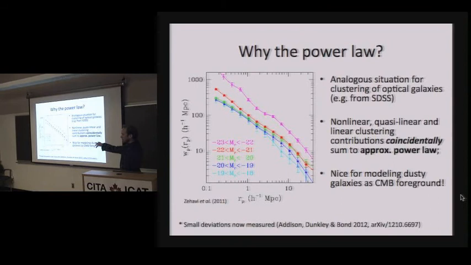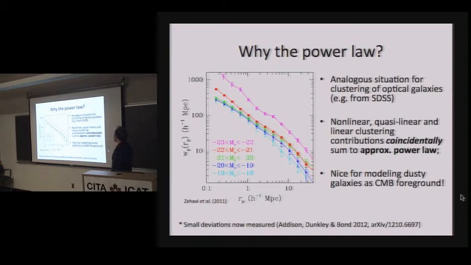So this is a funny thing. I'm pretty sure it's a coincidence, and that's certainly what people think. There's a combination of linear, non-linear, quasi-linear clustering scales all contributing here. So why that should necessarily come out as a power law, there's no clear physical explanation. But I'll take it. I'm happy with this because this is very nice to try and model.